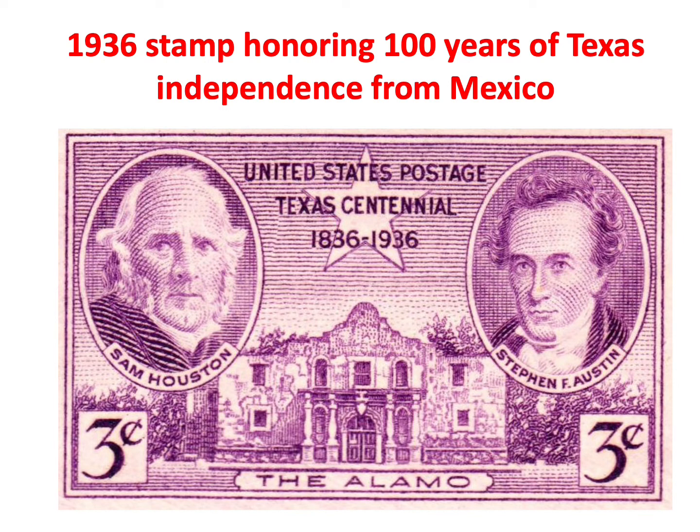Now, this is a stamp from 1936 honoring the 100 years of Texas independence from Mexico. Of course, by this point, Texas is a state. And you have a drawing of the Alamo, and you have portraits of Sam Houston and Stephen F. Austin. You'll notice that this was 3 cents. That's what it cost to mail a letter in 1936. Now it's, I forgot what it is, 52 or 55 cents, something like that.